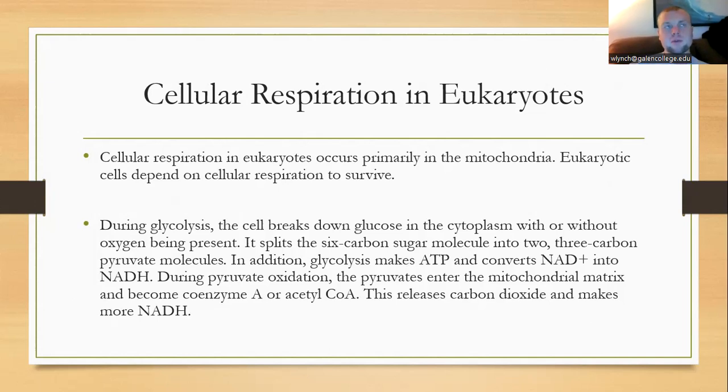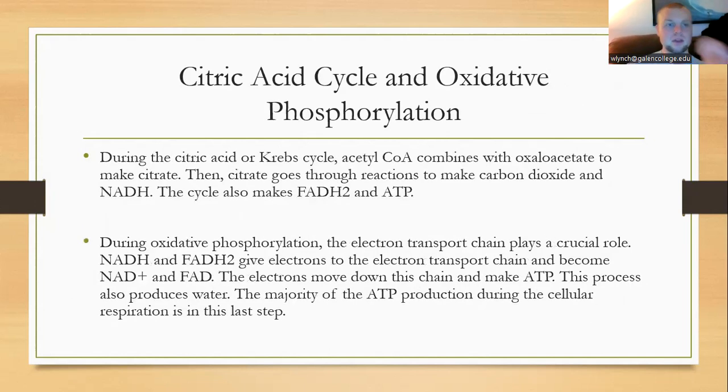After we have made our pyruvates and our NADH, we are then going to be converting pyruvate, and this is going to be known as pyruvate oxidation. This is where pyruvate is going to enter into the mitochondrial matrix and become acetyl-CoA. This step has to have oxygen involved. If we don't have oxygen here, then it's not going to happen, right? This is going to release carbon dioxide and make more NADH.